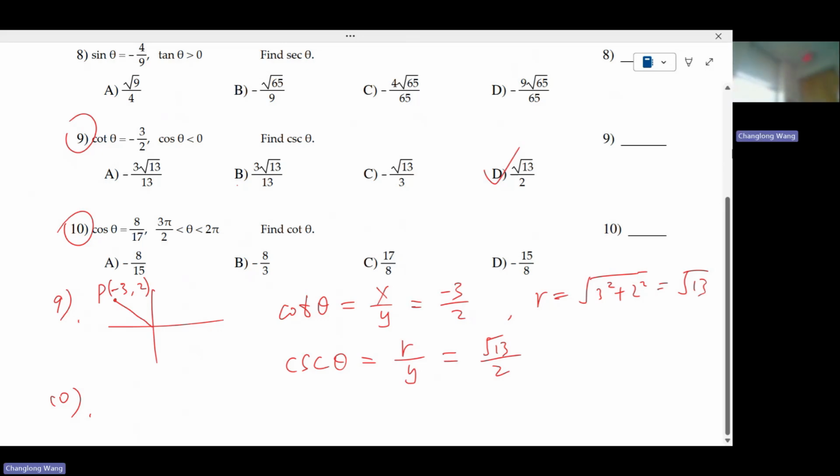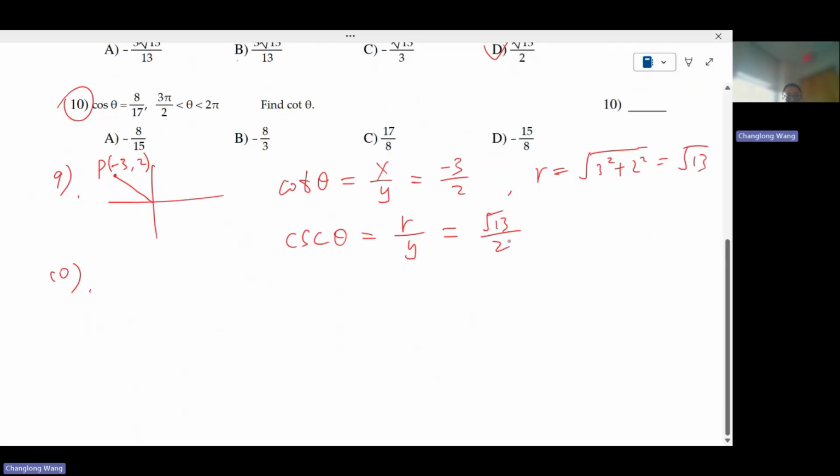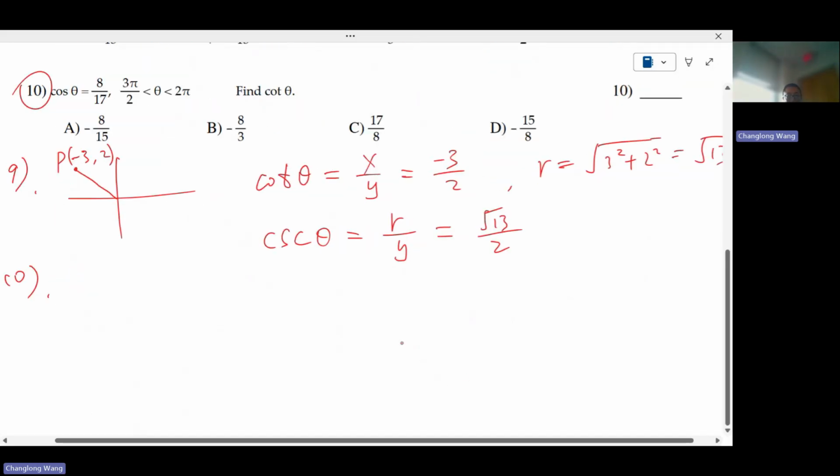X is 8. So you would do 17 squared minus 8 squared, so minus 64, and square root. Y is 15. Okay, so then it's X over Y. Eight over Y. The angle theta.